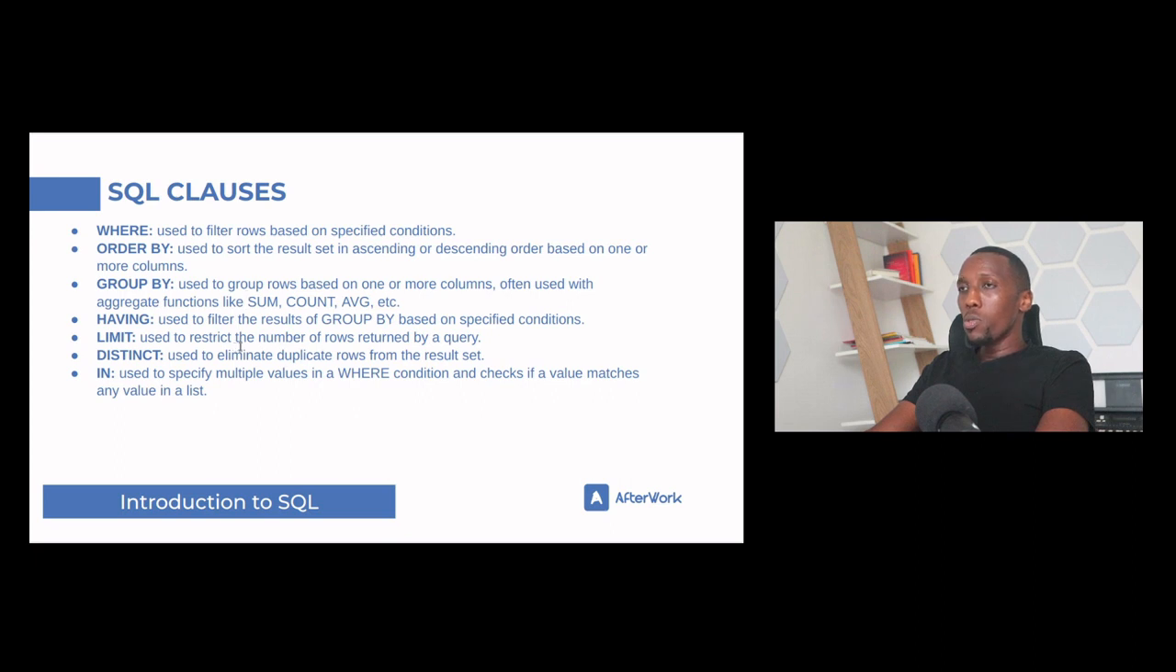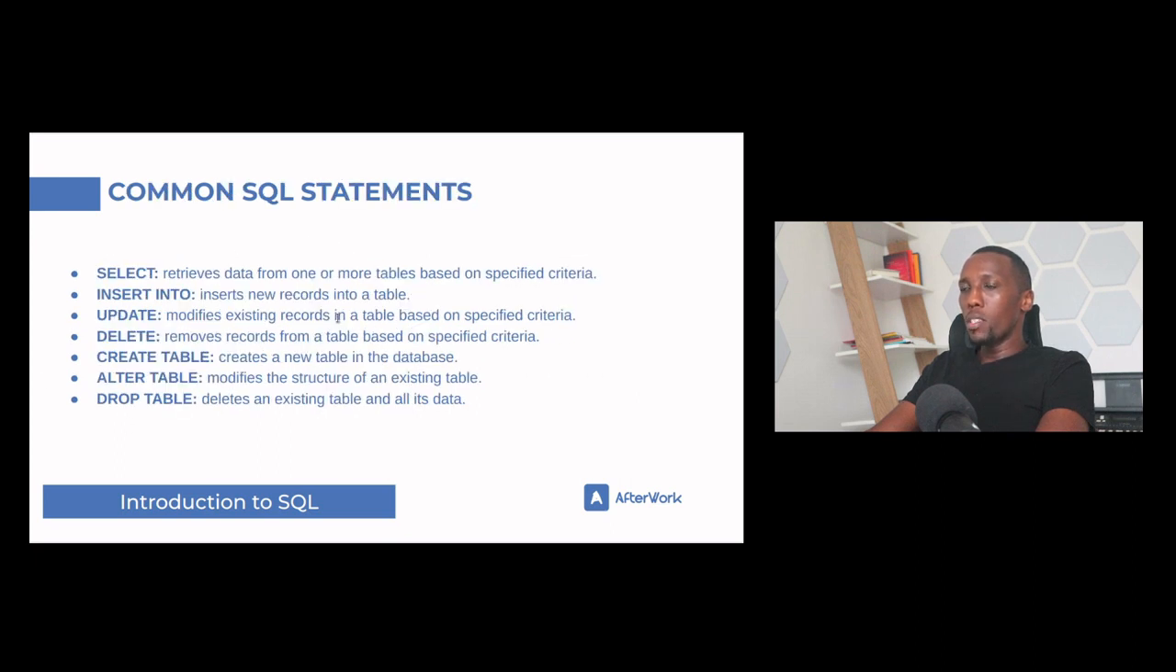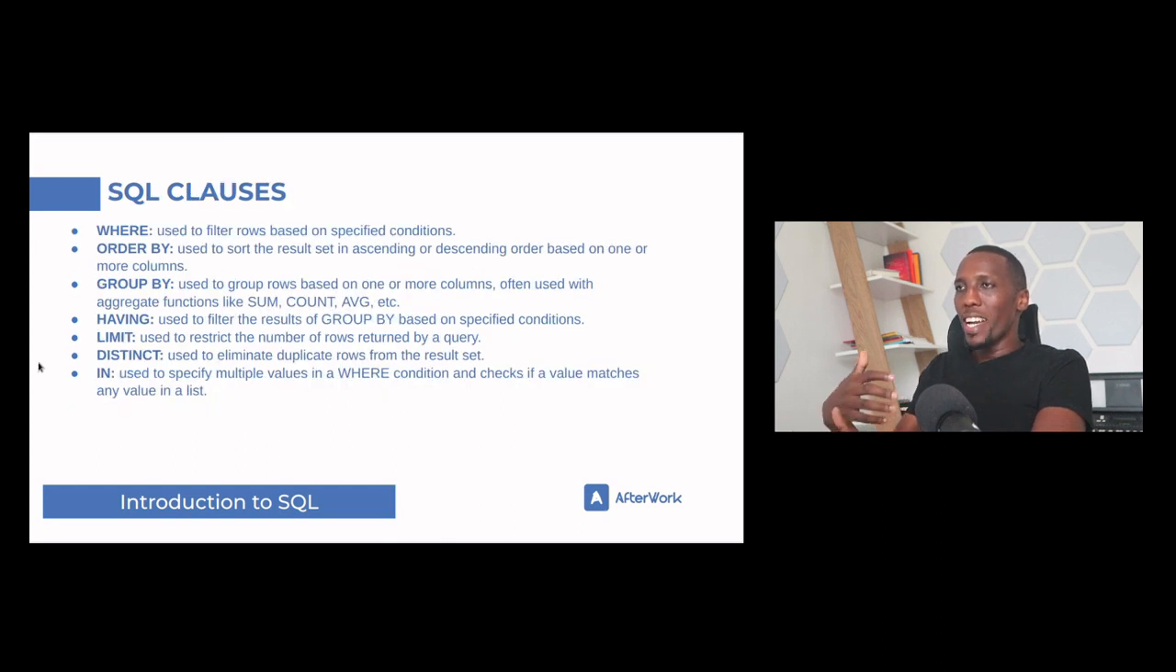There are clauses that you use together with these statements, also the select statement, where you provide some sort of condition to your query in order to pull the data that you want. For example, you would use a where clause to filter rows based on specific conditions. You would use the order by clause to sort data that you have selected. Group by to group rows based on one or more columns.